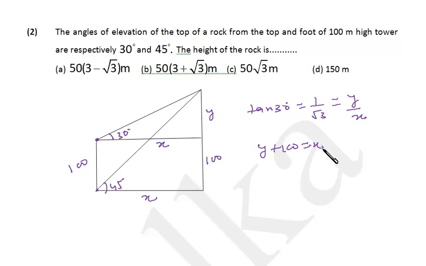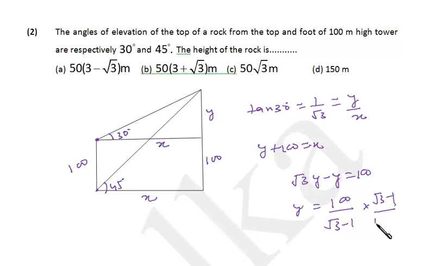So root 3 y, that's this, minus y is 100. That means y is equal to 100 upon root 3 minus 1, or if we rationalize it, it is 3 minus 1, that's 2. So 2 and this is 50. So 50 into root 3 plus 1. Okay.